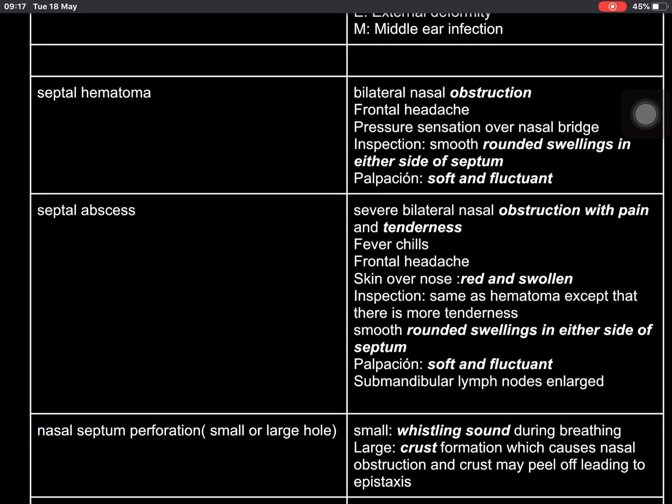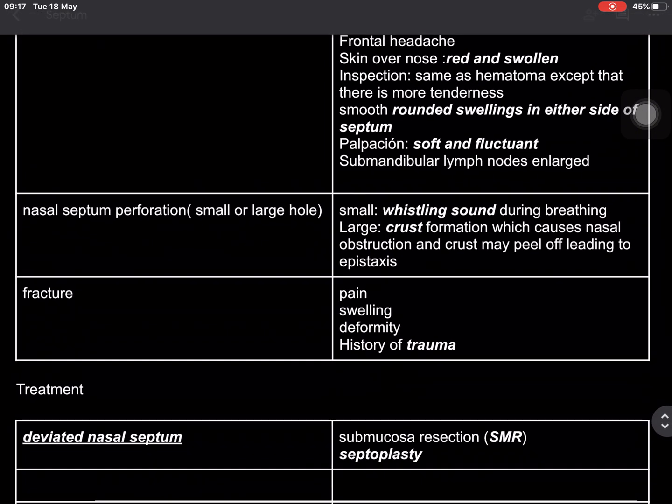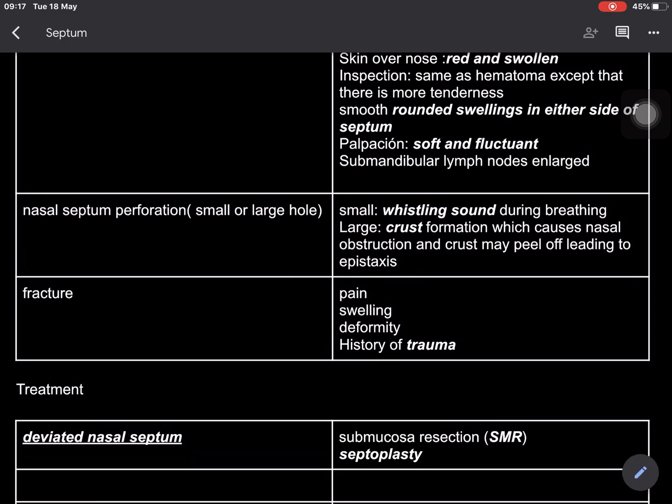Third, there's going to be submandibular lymph node enlargement. And then nasal septum perforation, so it can be a small hole or a large hole. If it is a small hole, whenever the person inhales and exhales, there's going to be a whistling sound. So that is nasal septum perforation.